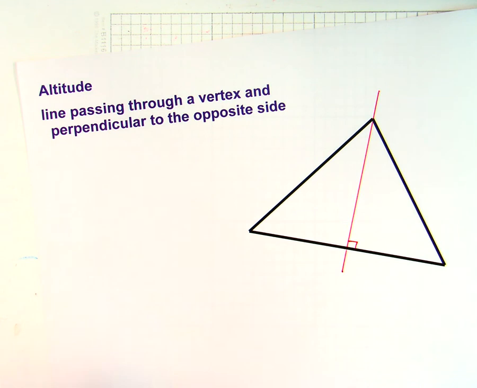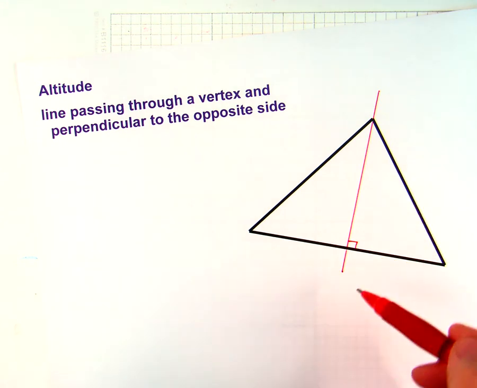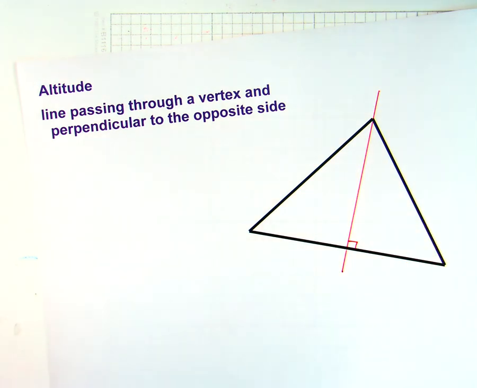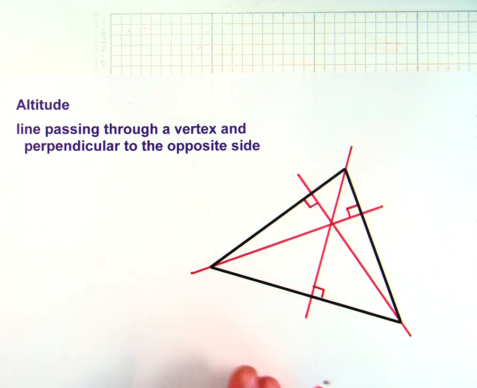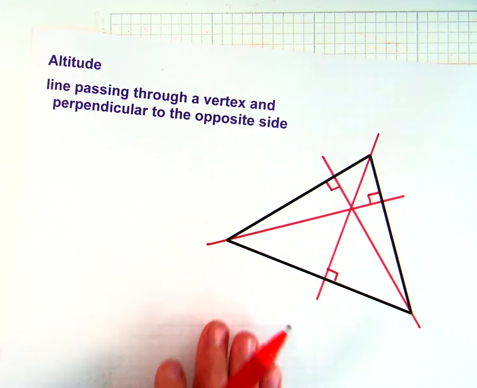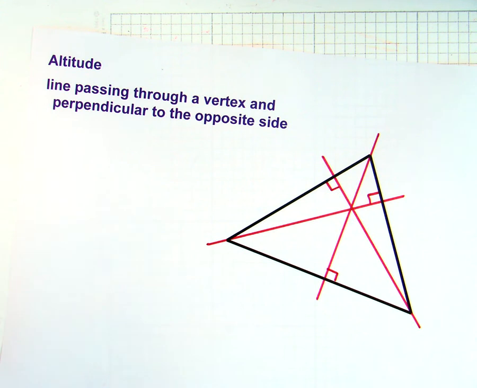Draw yourself a random, generic, acute triangle there in your cipher and draw in all three altitudes. The altitude, again, is the line passing through the vertex and perpendicular to the opposite side. When you draw all three of them, it will look something like that.